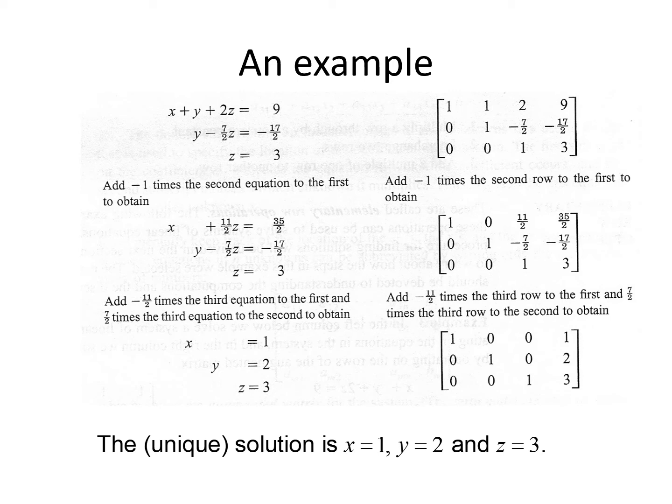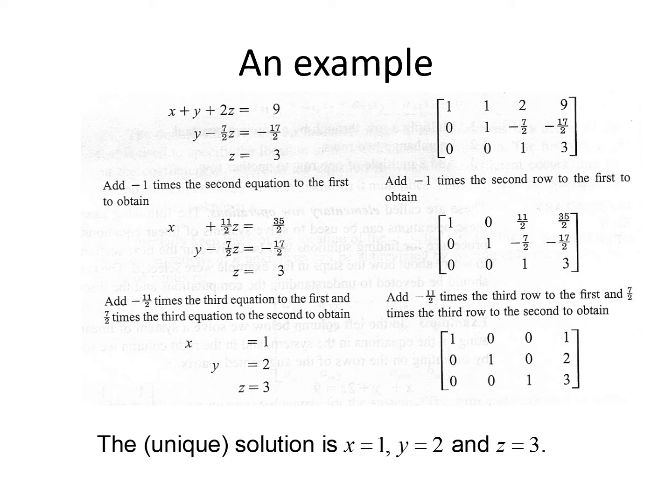Again, if we apply the add operation here, in order to make the second row element equal to 0, we multiply the second row by minus 1 and add it to the first. So here we multiply the second row by minus 1. It becomes minus y plus 7 upon 2z equals plus 17 upon 2. Right? You see? And add it to the first equation. We will obtain x plus 11 upon 2z equals to that.